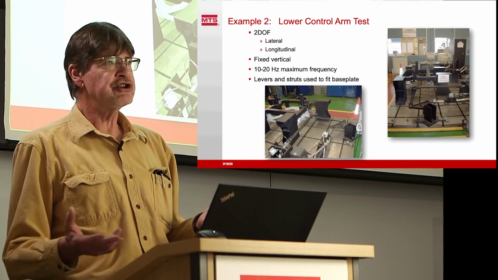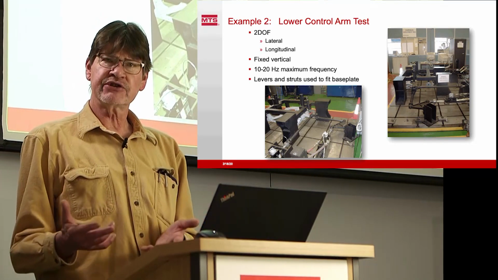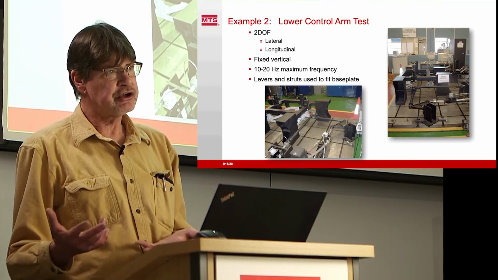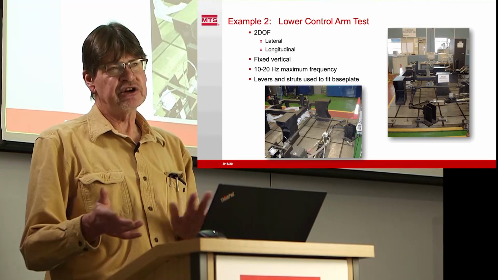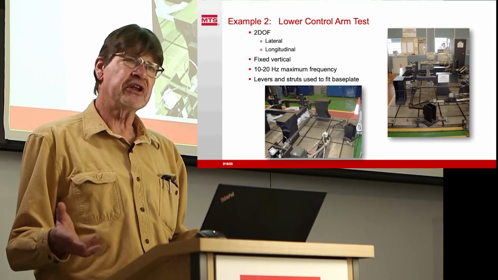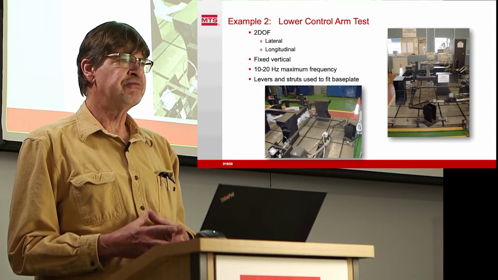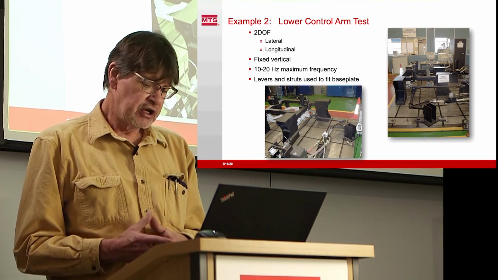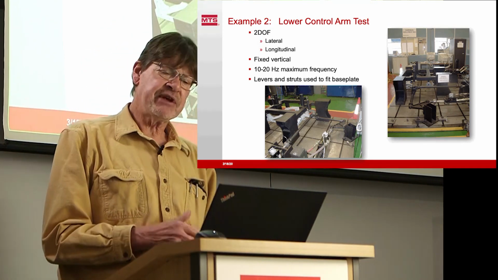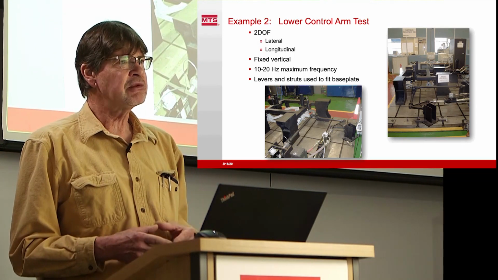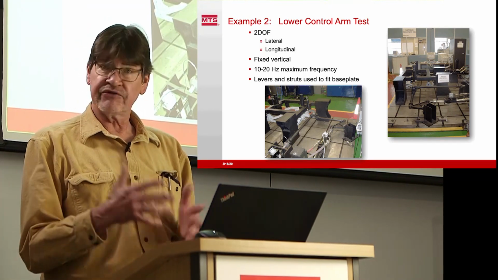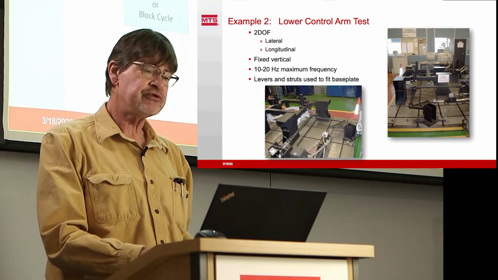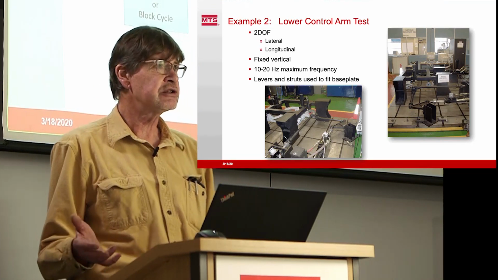We decide we don't need to stroke it vertically. We're not testing the elastomer bushings in this part. We're testing the structure. So we're just going to fix it vertically. So we're going to run at 10 or 20 hertz or so. We think that's going to be enough to simulate the biggest fatigue damage on a part like this. And because we have a limited space on our base plate, we decided to use some levers and struts to compress the space and get it to fit within our facility capability, which is one of the things we've got to keep in mind when we design the test.